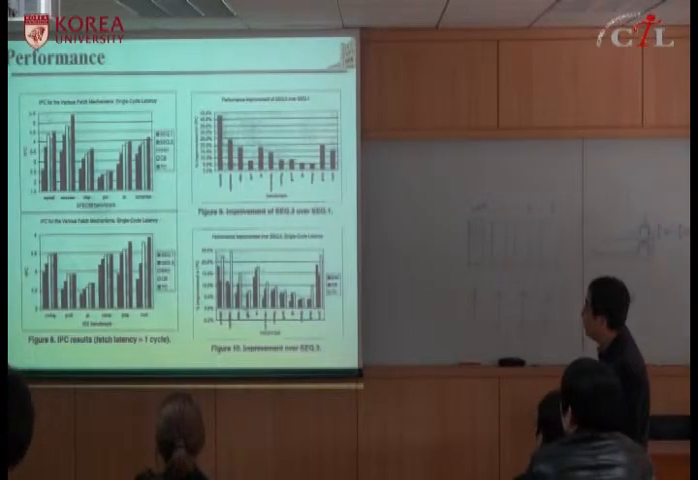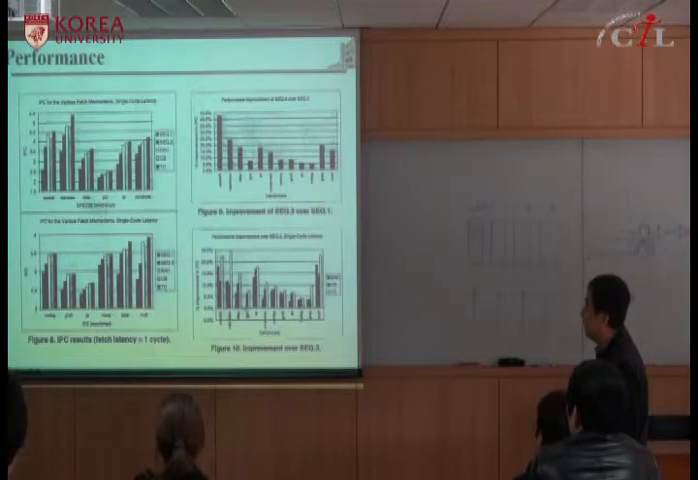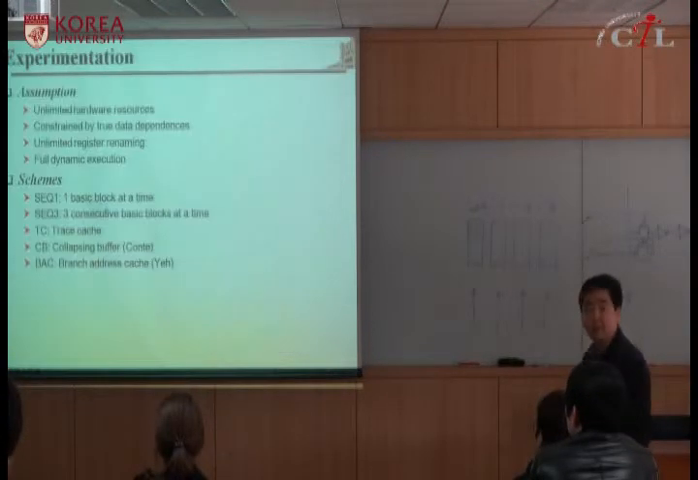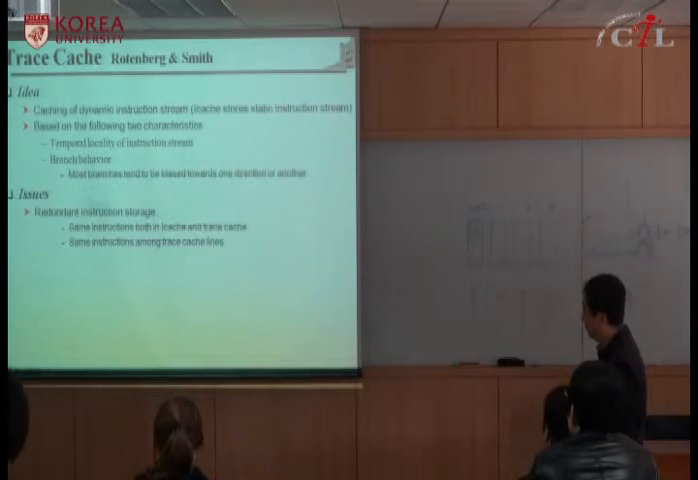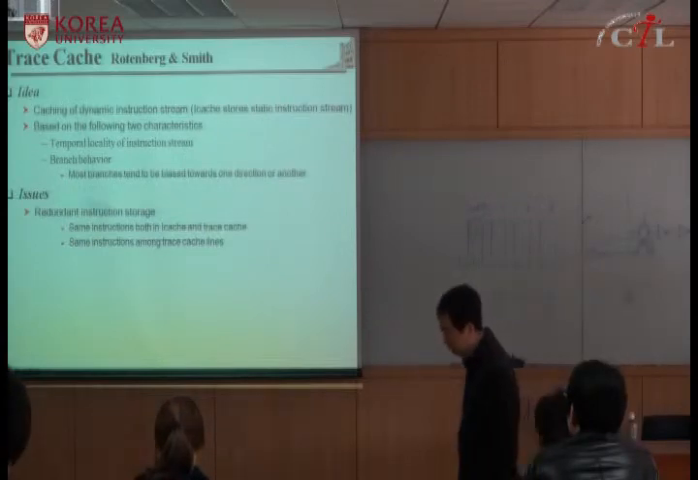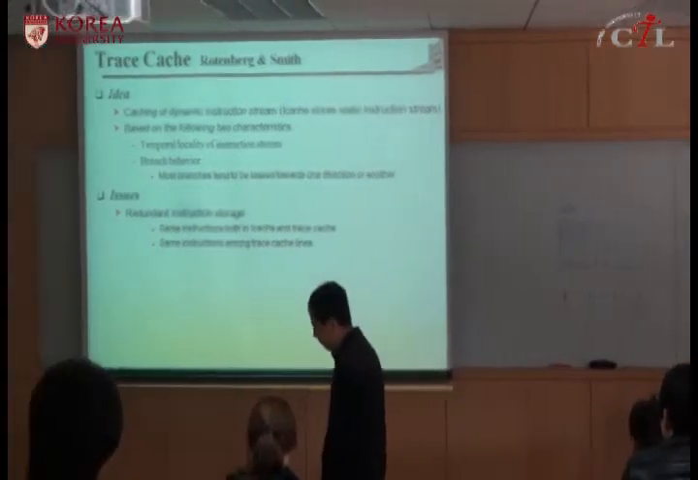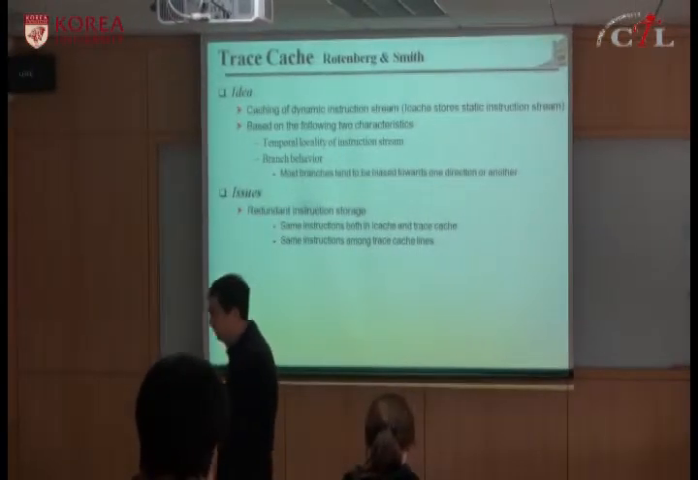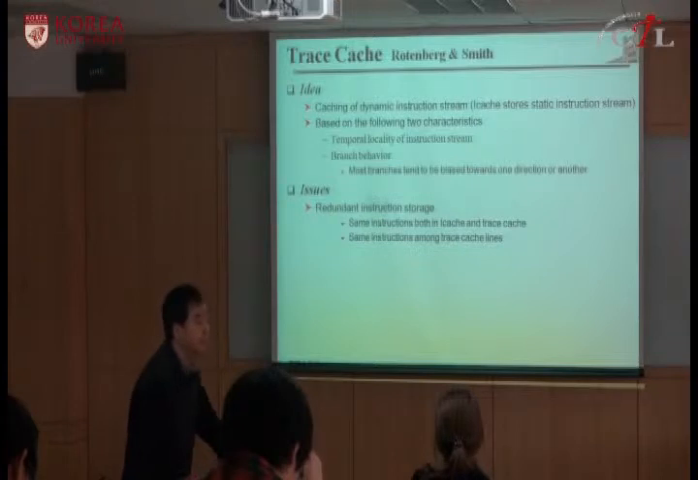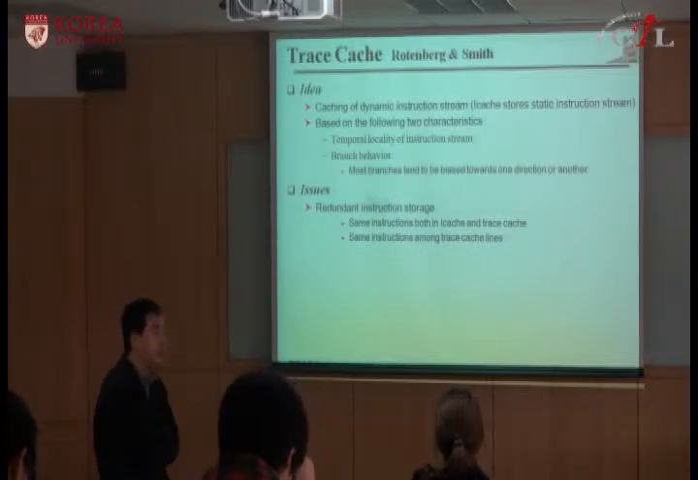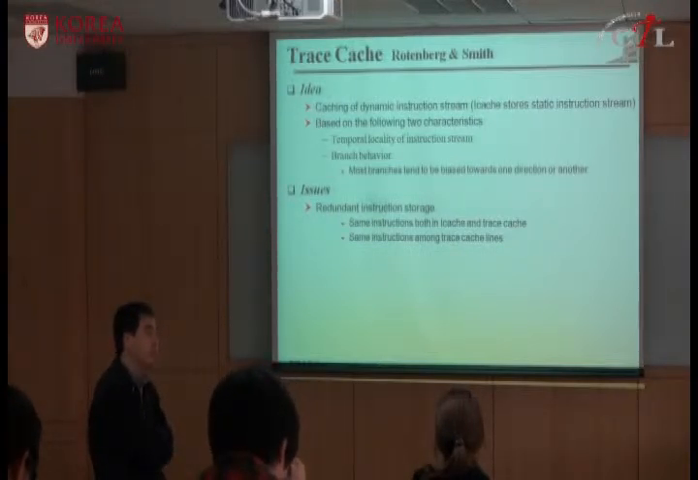Okay, another one at about the same time, but around 1995, about 5 or 6 years later, Rotenberg and Jim Smith, the famous person at Wisconsin, came up with the trace cache.